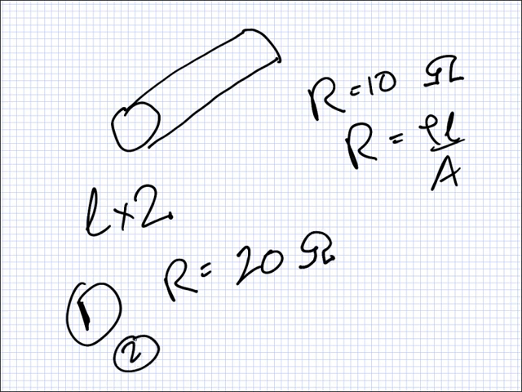If the length was halved and the cross-sectional area was doubled, what would happen? Would it be bigger or would it be smaller? 2.5, correct, Ben? It would be 2.5 ohms. Yeah, it would be 4 times smaller. 3 marks. Nice.